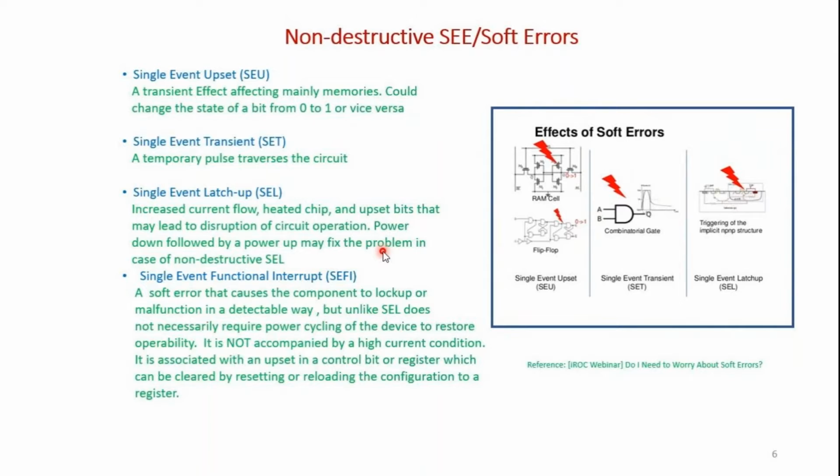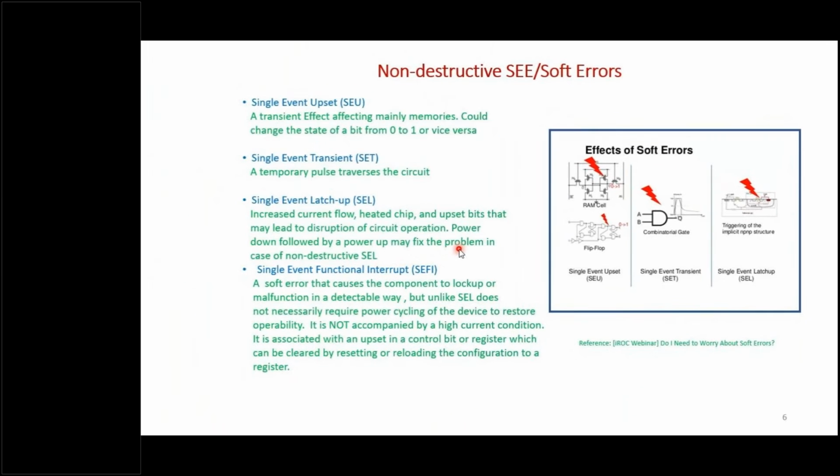What about the single event latch-up? There are some parasitic transistors that, when they are hit by a charged particle, could be activated, and this would cause an increased current flow, and the chip would heat up, and it could upset some bits that may lead to disruption of the circuit operation. So one way to remove this error would be to do a power cycle, and that could fix the problem.